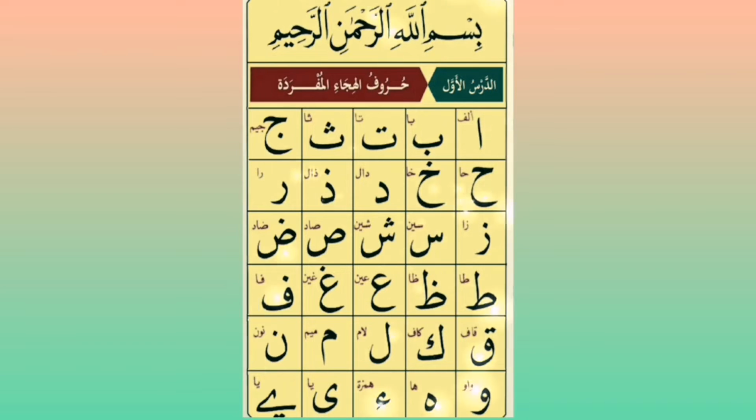The buzzing sound of bees. Za. It's a sharp sound. Za. Symbol. The next letter is seen.